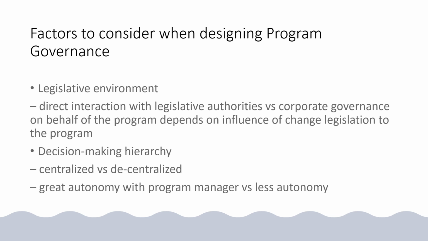The next one is the decision making hierarchy. Based on the availability of decision making hierarchy in your organization, you can decide whether to go for centralized or decentralized. In a centralized model, you might have a program management center of excellence which will take most of the decisions, or a program governance committee will take most of the decisions. In a decentralized model, or when you have greater autonomy, where the program manager is well experienced, you can give greater autonomy.